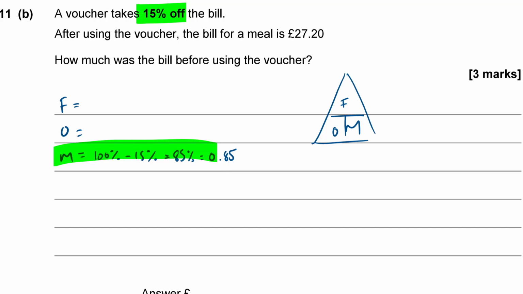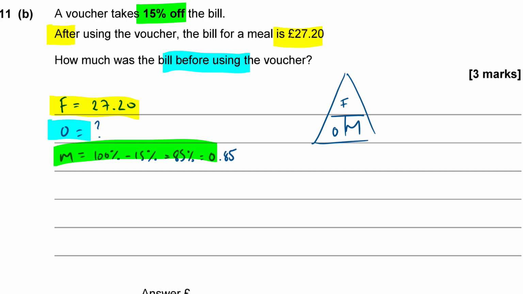Now you need to use your past, present, future tense to work out which is which often with these sorts of questions. So after using the voucher, the meal is £27.20. So what we've been given is the final amount. Okay, so the final amount is £27.20. So the original amount before the deduction is the one we don't know and the one we want to find. Yeah, there it is, before. So that's got to be the original price.